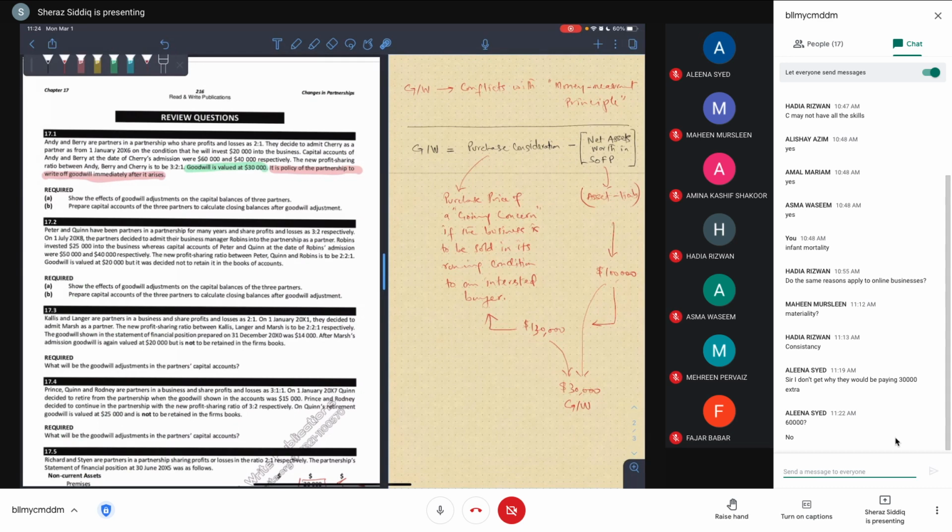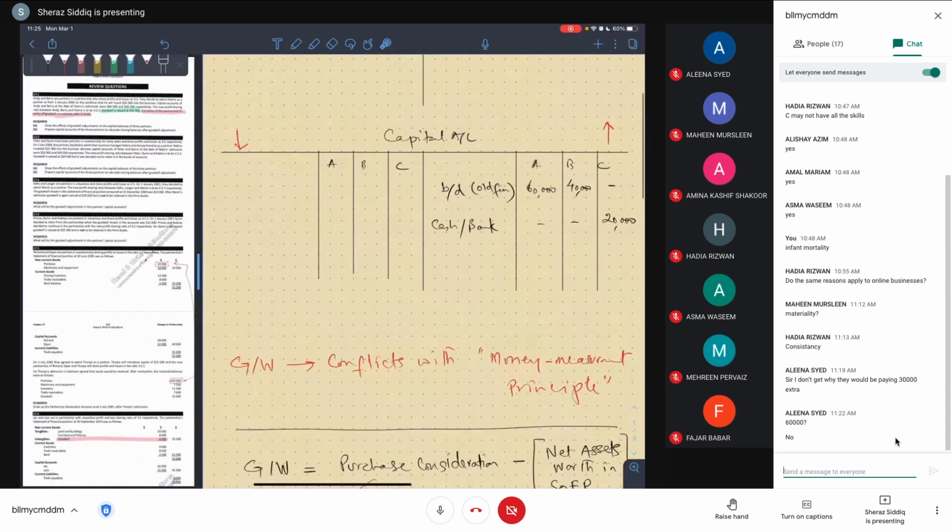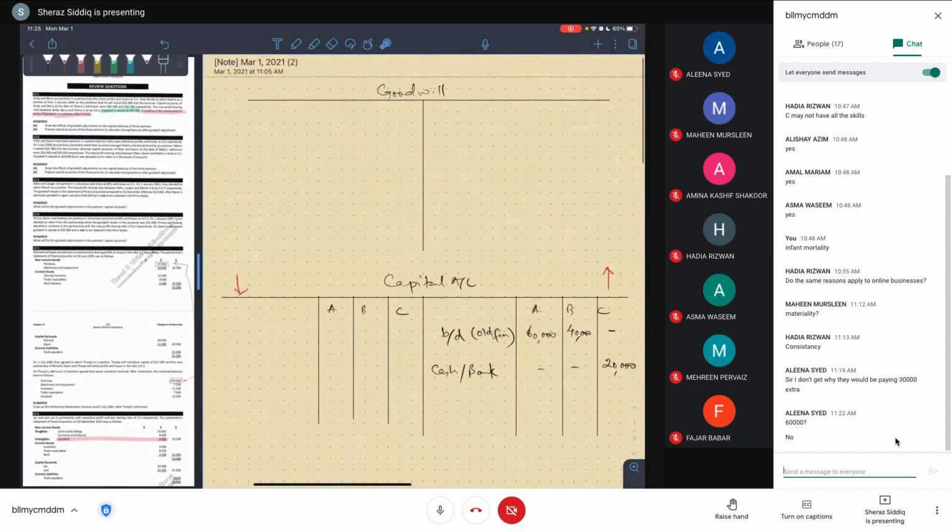Okay. So that is how you calculate the value of the goodwill. You see the purchase consideration, that hypothetical selling price of your business, which a willing buyer will be willing to pay you, and you compare it with the net assets worth in your statement of financial position, and then the difference will be goodwill. So in this case, the goodwill is valued at $30,000, right?